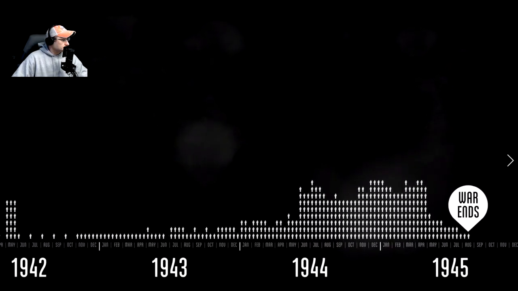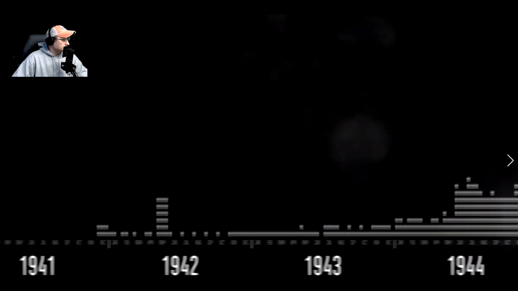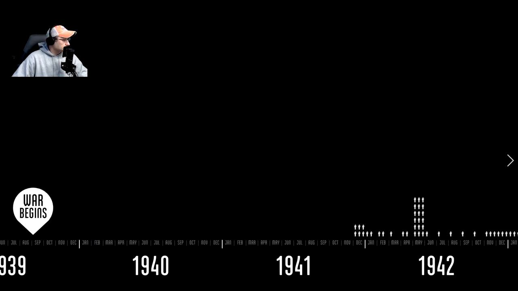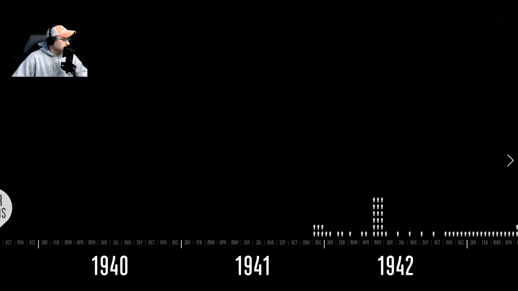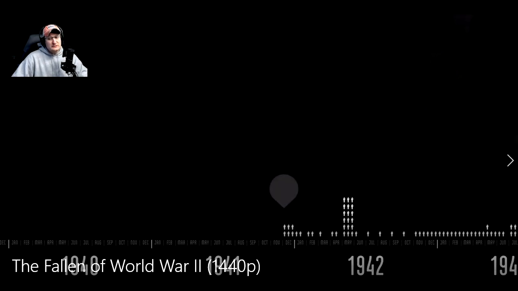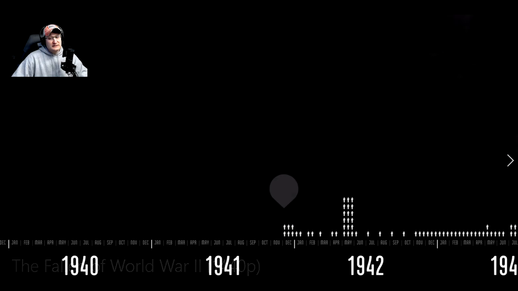When you put them on the timeline, you see that casualties were the heaviest at the end of the war. The war began on September 1st, 1939. Some people do argue that the war in the European campaign was started then. Some people actually argue that it was a second battle of World War I, the Great War.